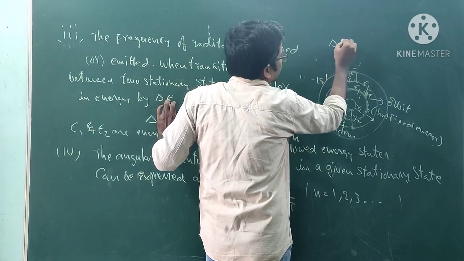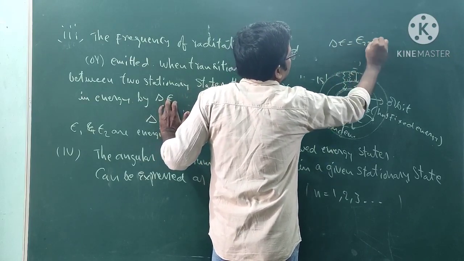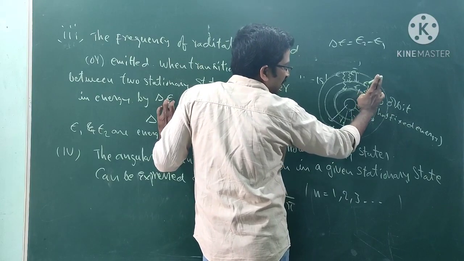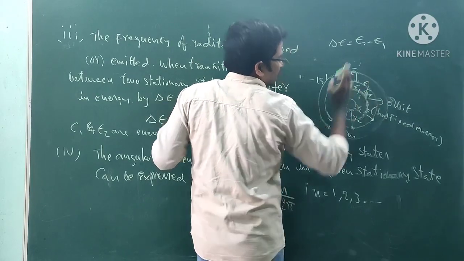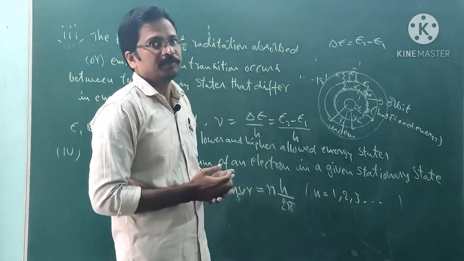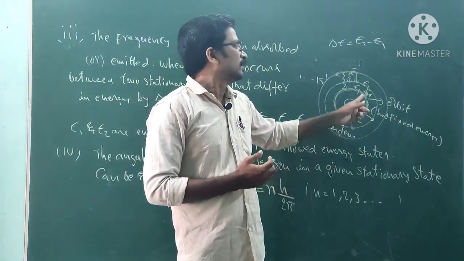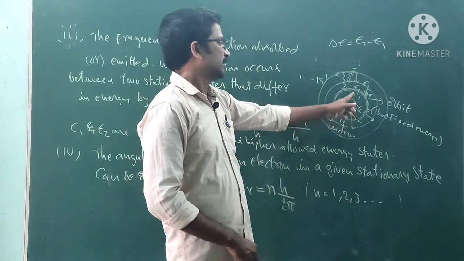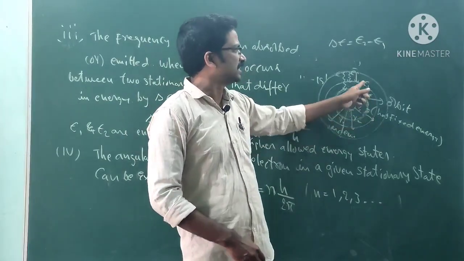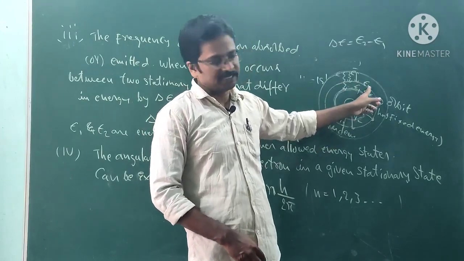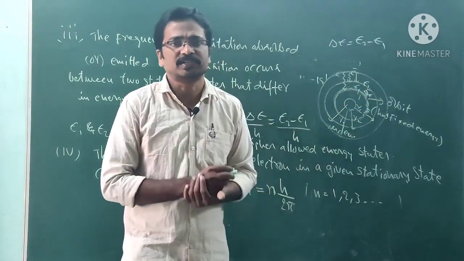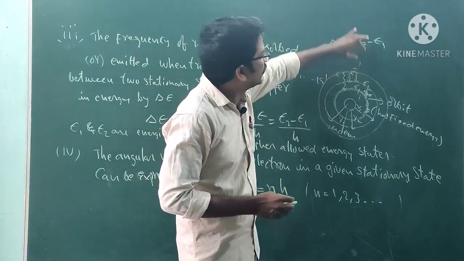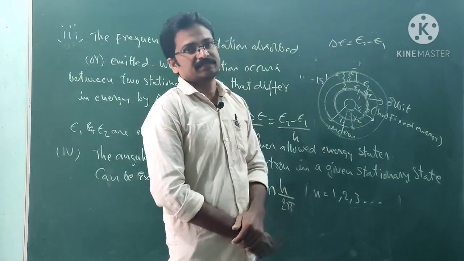Del E means E2 minus E1. This energy minus this energy means the difference between these energy states. We know from the previous point that each orbit has a fixed energy. The first orbit has some fixed energy, the second has some fixed energy, and the third has some fixed energy. The difference of these two energies is indicated like this.